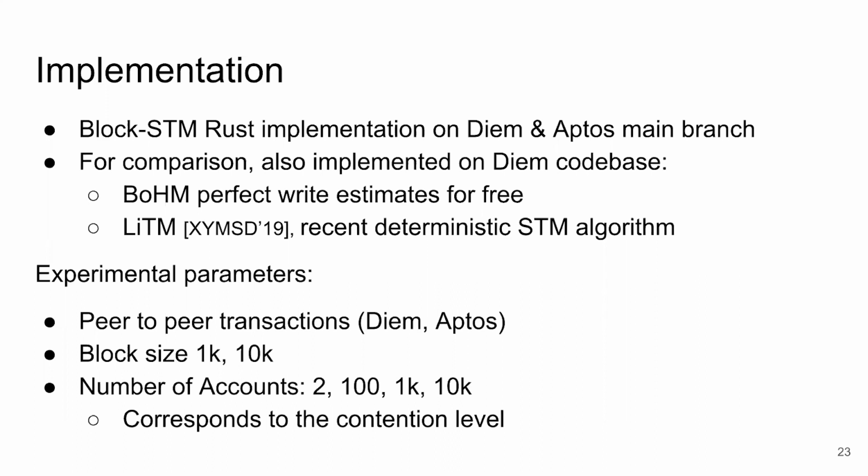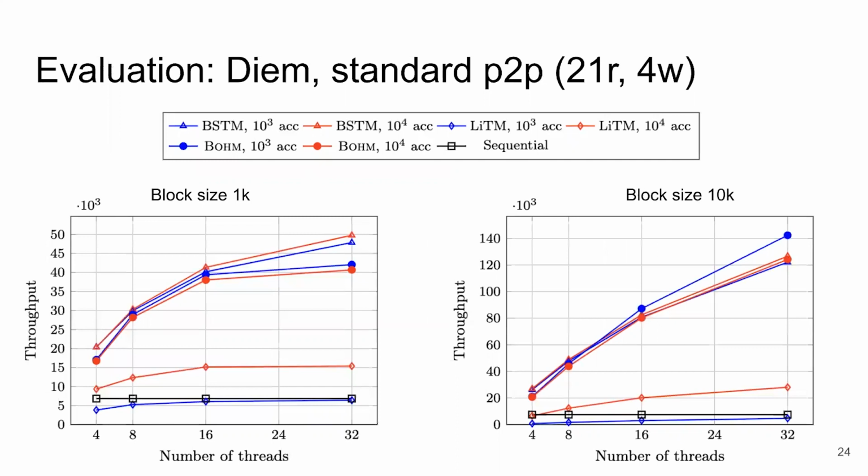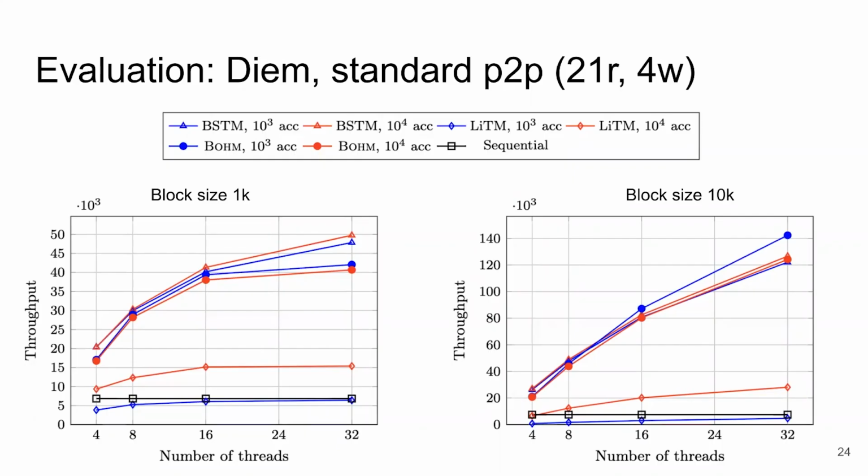So let me show you what we observe for these ones. First, interestingly, for block size 1K, the first thing to notice is that we scale as we increase the number of threads, which is always a good sign if you're designing a concurrent algorithm. The y-axis is thousands of transactions per second, and the x-axis is the number of threads.